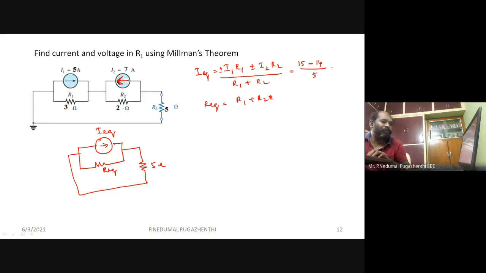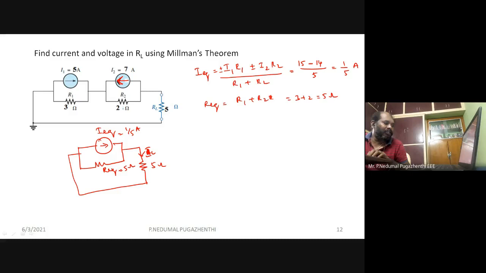I have a 5. So I will have 1 by 5 as the current value. What is R equivalent? R equivalent is equal to 3 plus 2, which is equal to 5. Is that okay? So I equivalent is equal to 1 by 5 amperes and R equivalent is equal to 5 ohms.